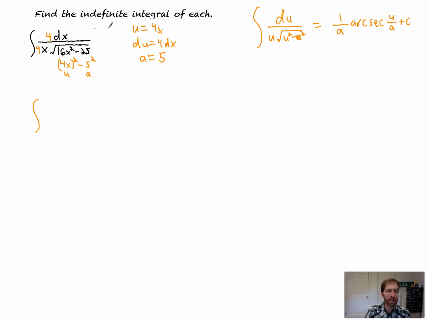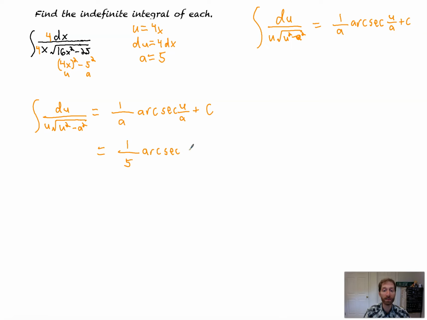So 4 dx is du, we have that, all over, what's 4x? It's u. So you've got u times the square root of u squared minus a squared. And so now we've got the exact template. So we're going to get 1 over a arcsecant of u over a plus c. So from here, 1 over a is 1/5, arcsecant of u over a, so that would be of 4x all over a plus c.